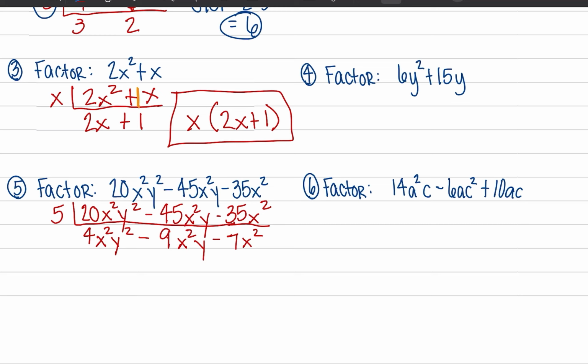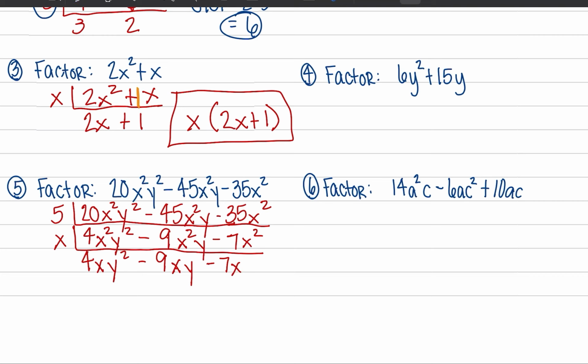So I'm going to take another look back at the numbers. I've got 4, 9, and 7. And those don't have any factors in common, so I can't divide out any more numbers. Now I'm going to look at my letters. So I'm going to start with the fact that they all have an x. So I'm going to divide out an x. So I'm going to have 4x instead of x squared because I divided one of the x's out. And then in the next term, I'm going to have 9x instead of x squared because I divided an x out. And in the last term, again, I'm going to have a 7x because I divided an x out.